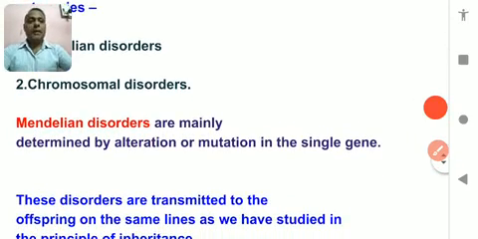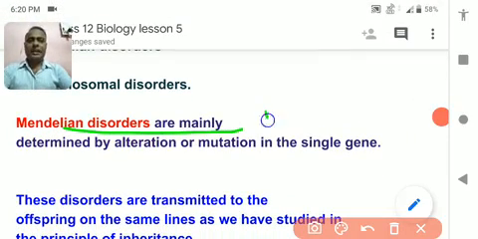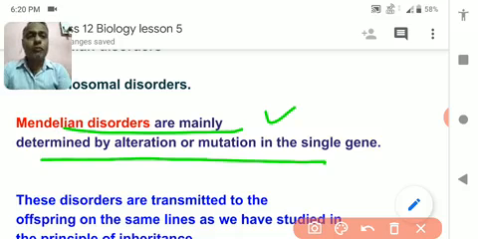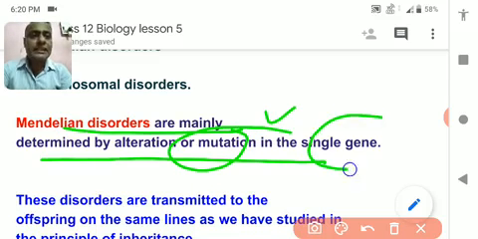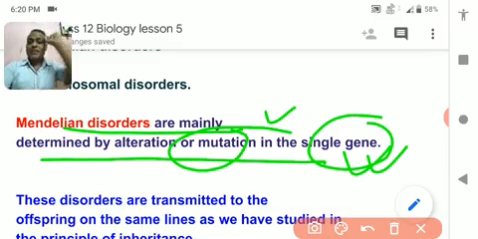See, Mendelian disorders are mainly determined by the alteration or mutation of a single gene. If a single gene has been changed, it can change a particular kind of protein, and this protein obviously becomes abnormal after changing and causes mutation and produces a different character, which may be either good for the individual or may not be good.